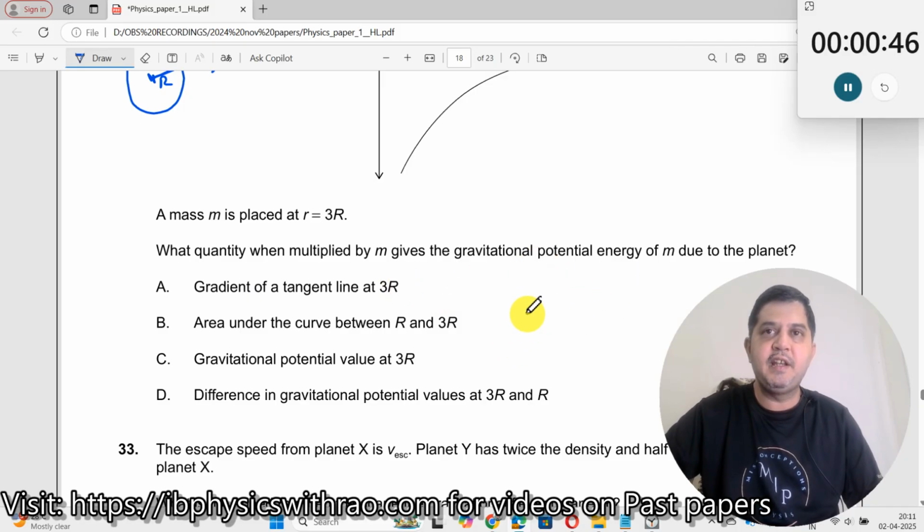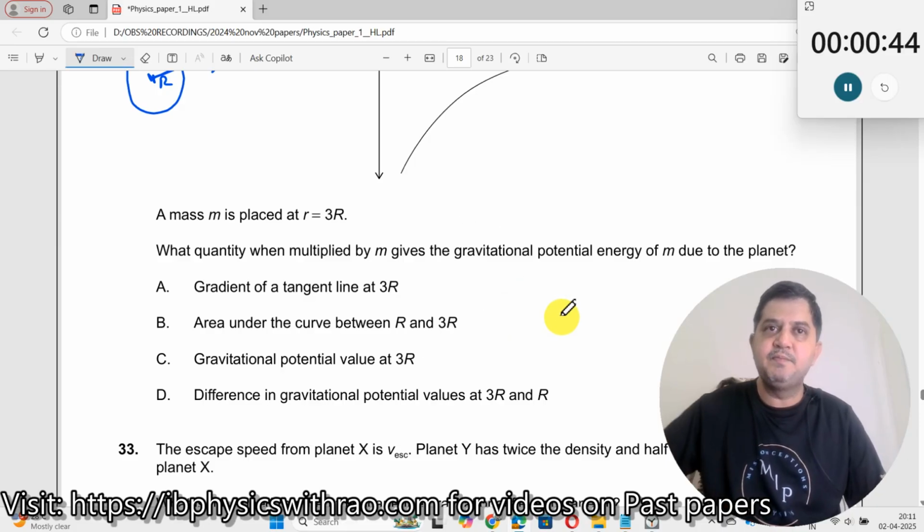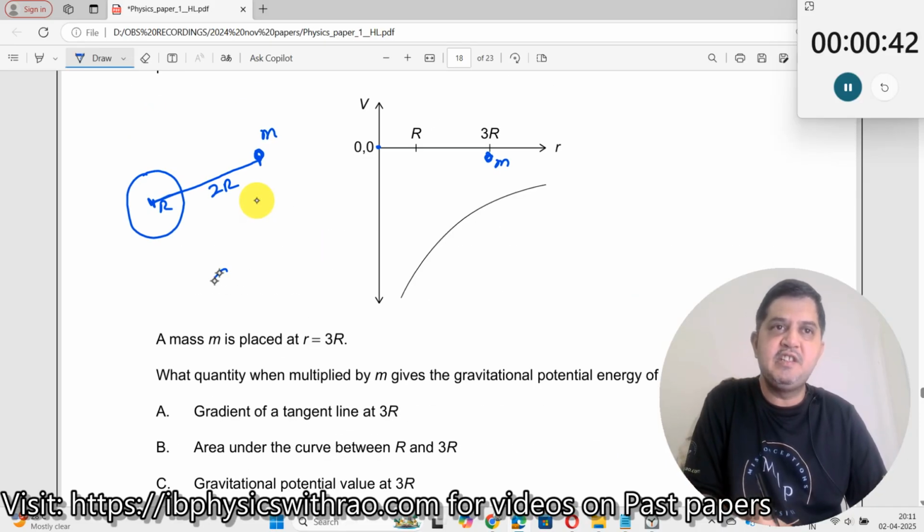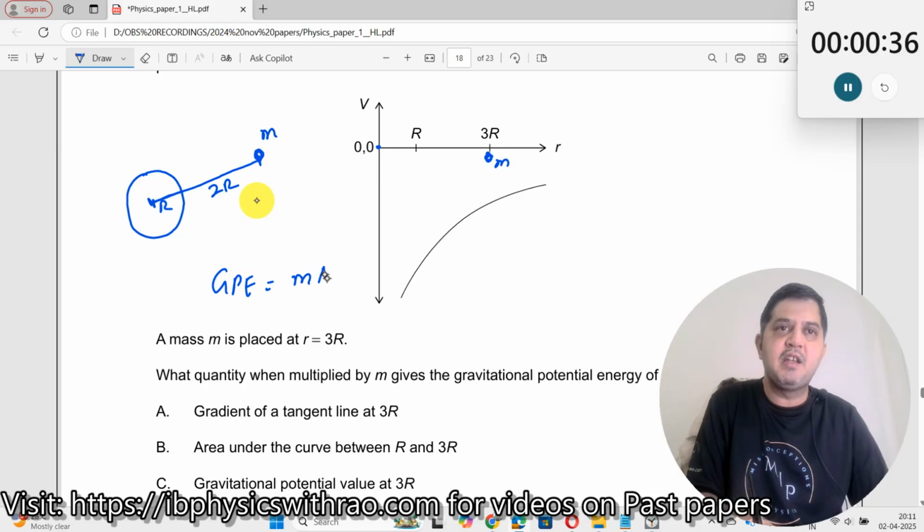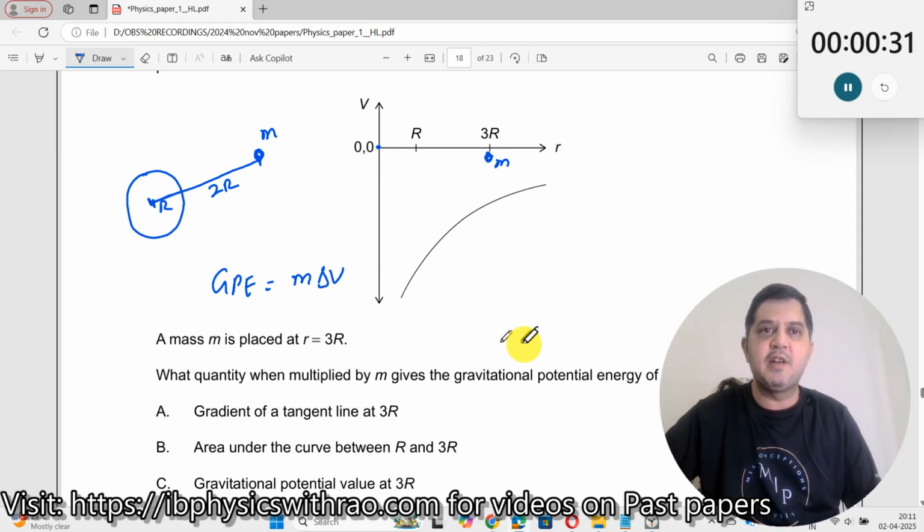So you need to find out the GPE. Now, when you say GPE, how do you define GPE? That's the question. So GPE is nothing but m delta v, right? GPE is m delta v. How do you get delta v here? Now let us read what is being given here.